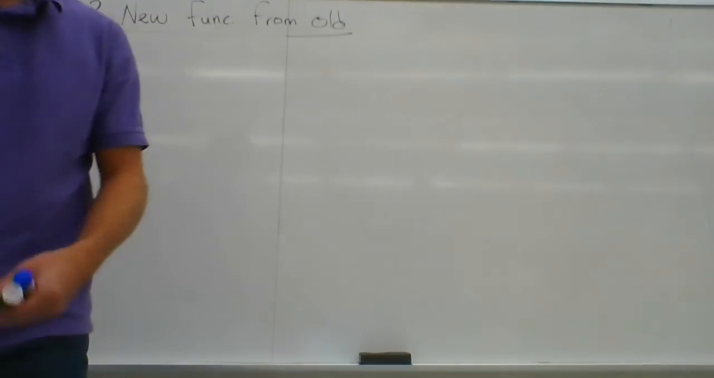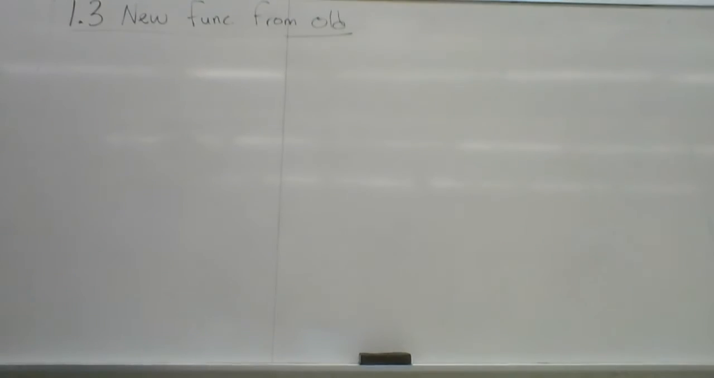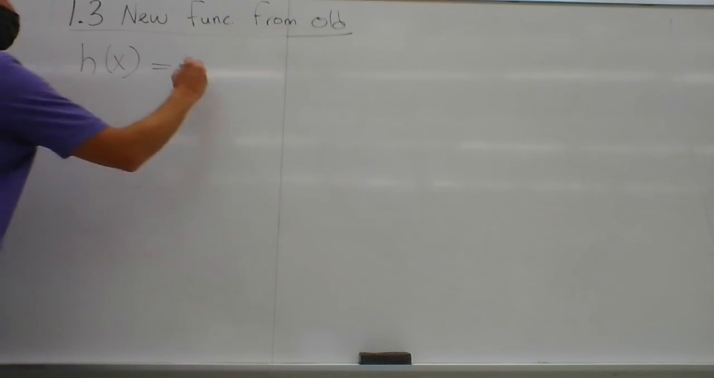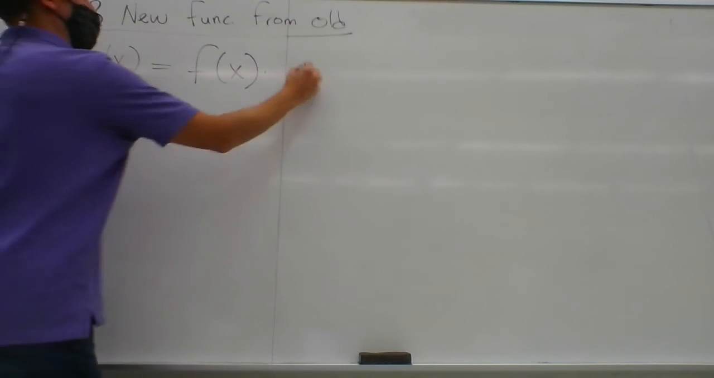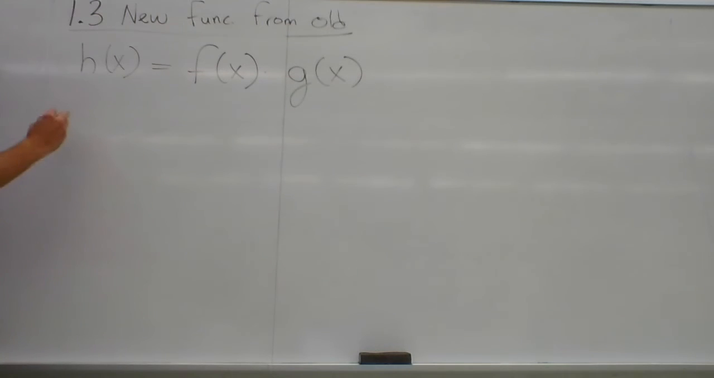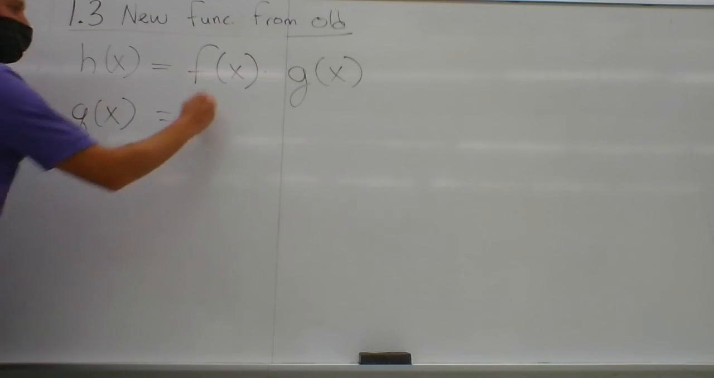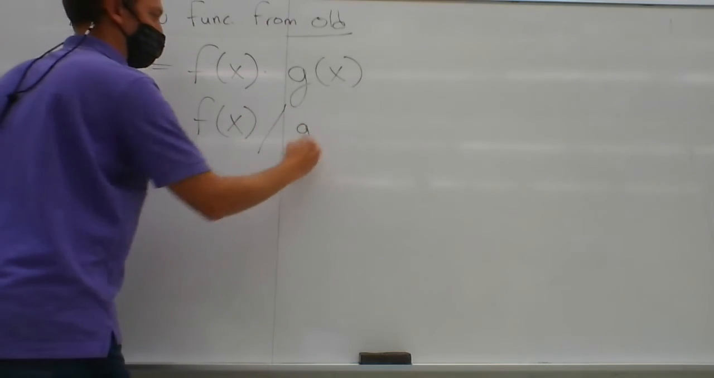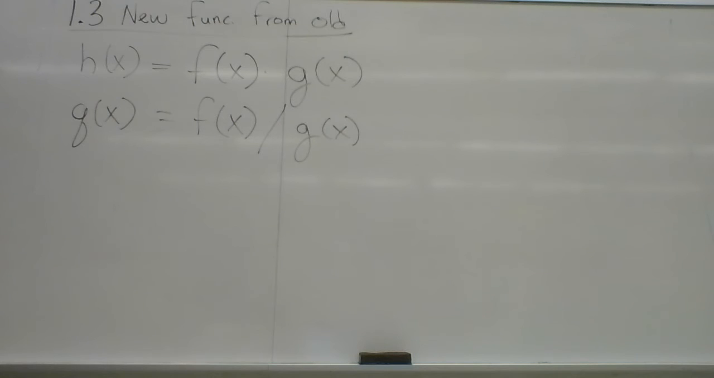No? Okay. There are, of course, other things we can do to functions that are not as nice as just multiplying by a number or subtracting a number or what have you. Instead, we could do things like this. h of x equals f of x times g of x. We could do things like q of x equals f of x divided by g of x. We could do even messier things like this: c of x is equal to f of x, oh wait, f of g of x.